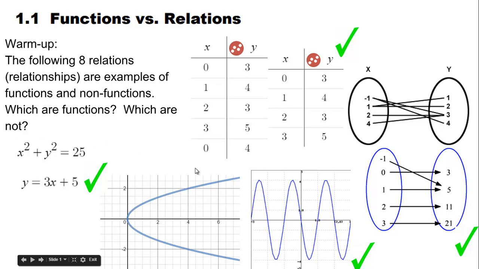This is a circle, so it's actually easier seen on the graph. If you plug in a value like 4, you don't know if the output's 2 or -2, and that's what makes it not a function.